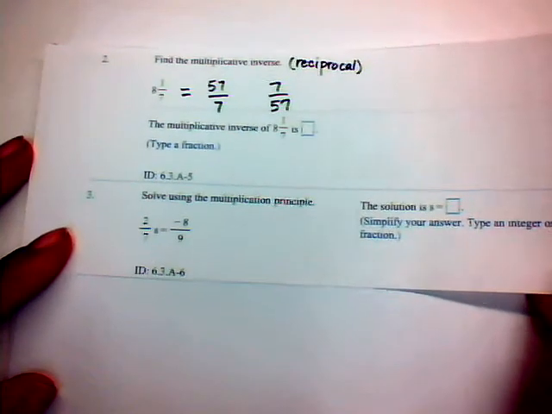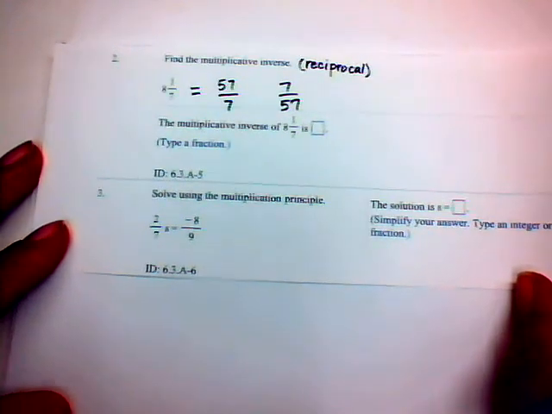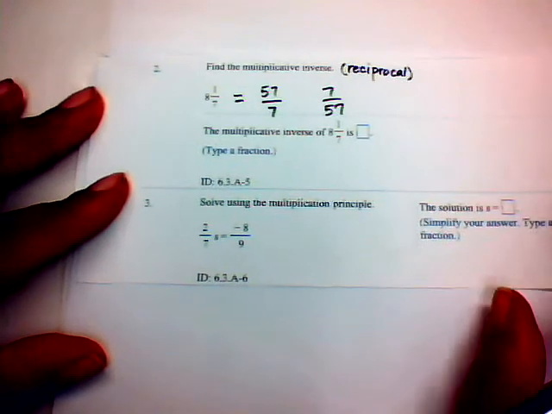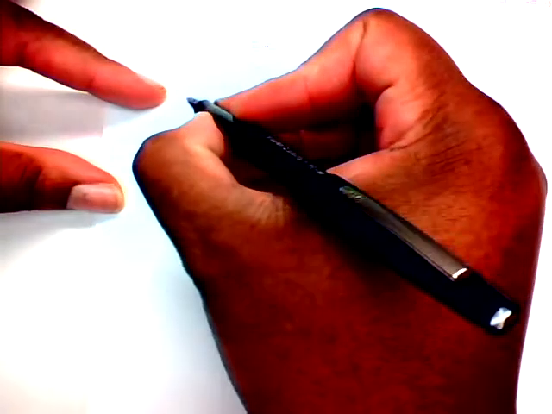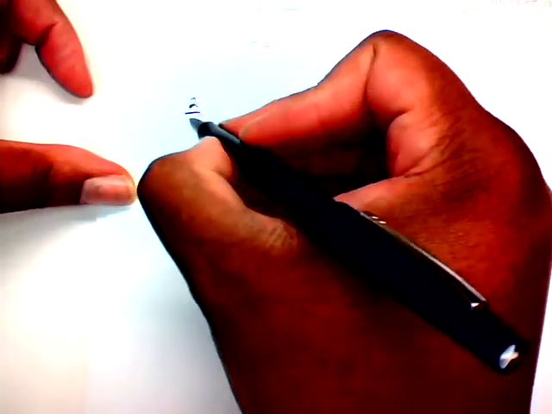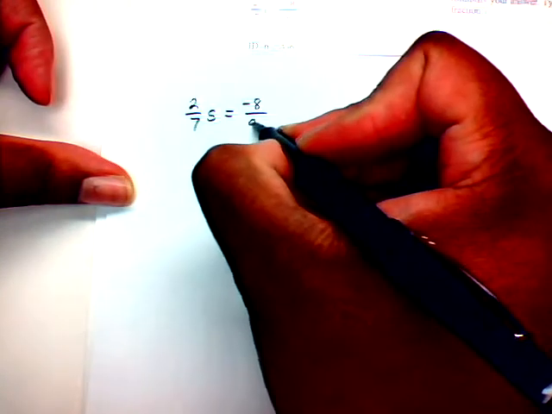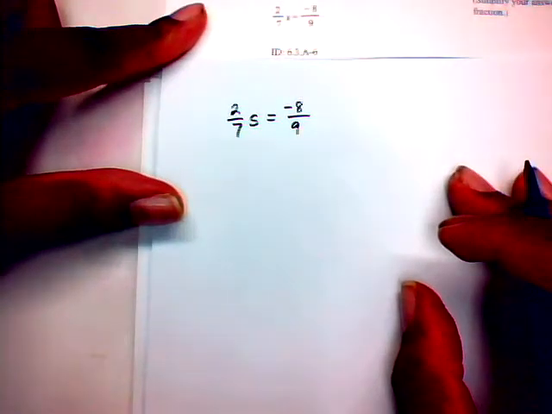Okay. Take a look at problem number 3. Solve using the multiplication principle. In this case, you've got 2/7 s equals negative 8 over 9. And I'm going to write this on a separate sheet of paper so you can see how I'm going to do this. 2/7 s is equal to negative 8 over 9. In this case here, we want to solve for s.